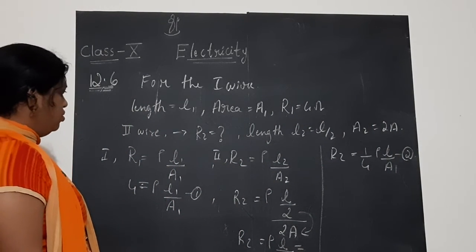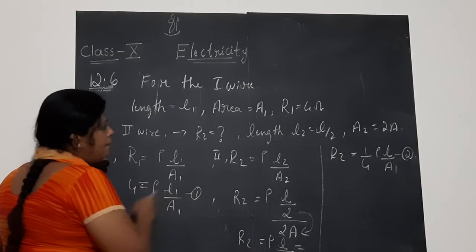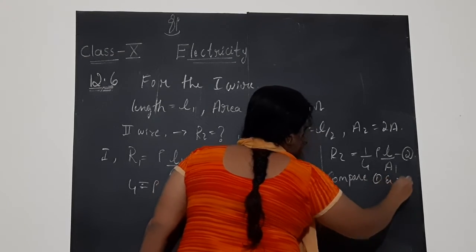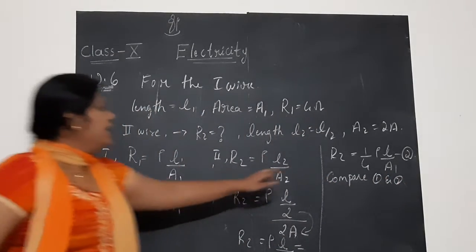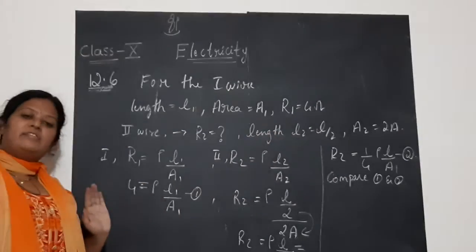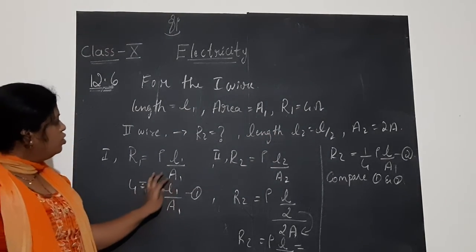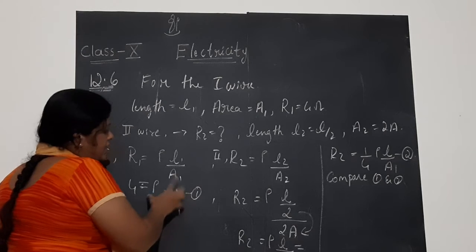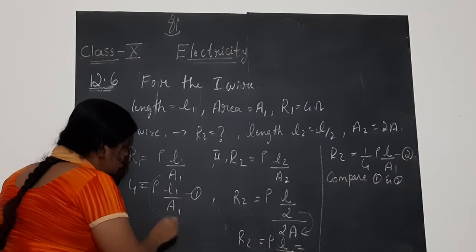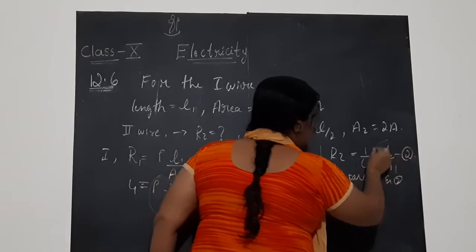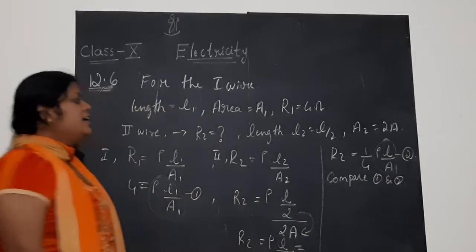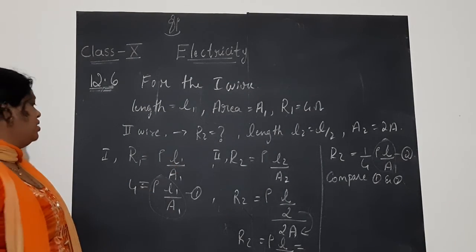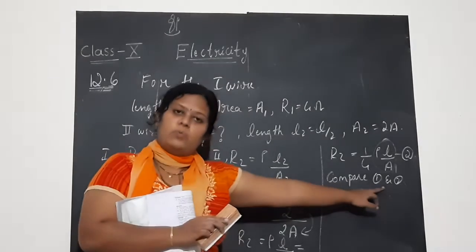Next, look children, compare 1 and 2. On comparing 1 and 2, on the LHS of both equations 1 and 2, we have resistance R. In the RHS, rho is constant, so it is as it is written, no problem. Length and area, rho into L by A in equation 1 and rho into L by A in equation 2 is the common factor which we see. So, when you equate these two equations, children, compare equations 1 and 2.